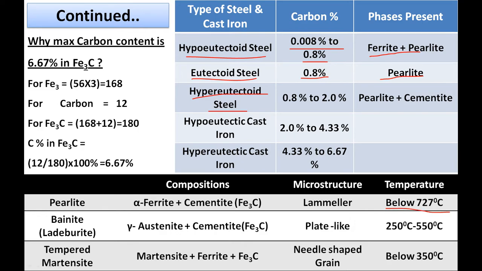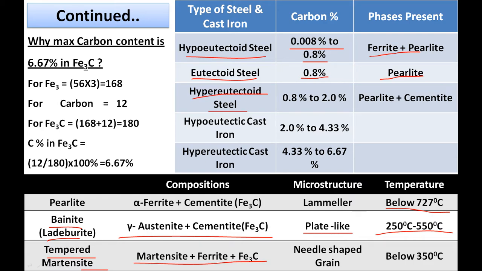Okay, and what is bainite or ledeburite? Bainite or ledeburite is gamma austenite plus cementite. Okay, and this is a plate-like structure, and the temperature range is 250 to 550 degrees centigrade. Now what is tempered martensite? That I will explain in the next topic, heat treatment. That is martensite, ferrite plus Fe3C.